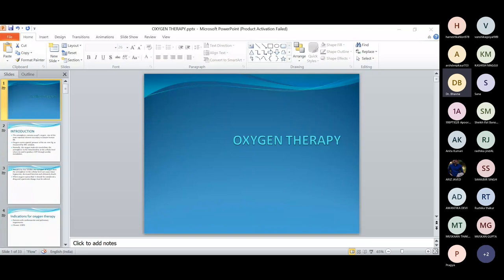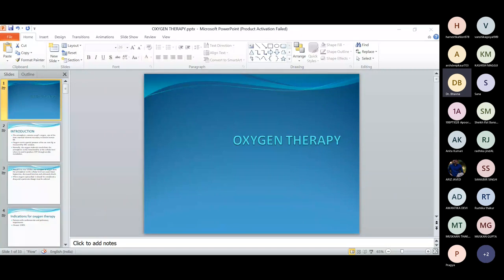Now, what are the indications where you can provide oxygen therapy to patients? The patient with cardiovascular and pulmonary impairments, I hope you understand the vascular and pulmonary difference, right? Next is chronic COPD, which is chronic obstructive pulmonary disease, where lung compliance gets decreased and the oxygen level suddenly gets deprived.